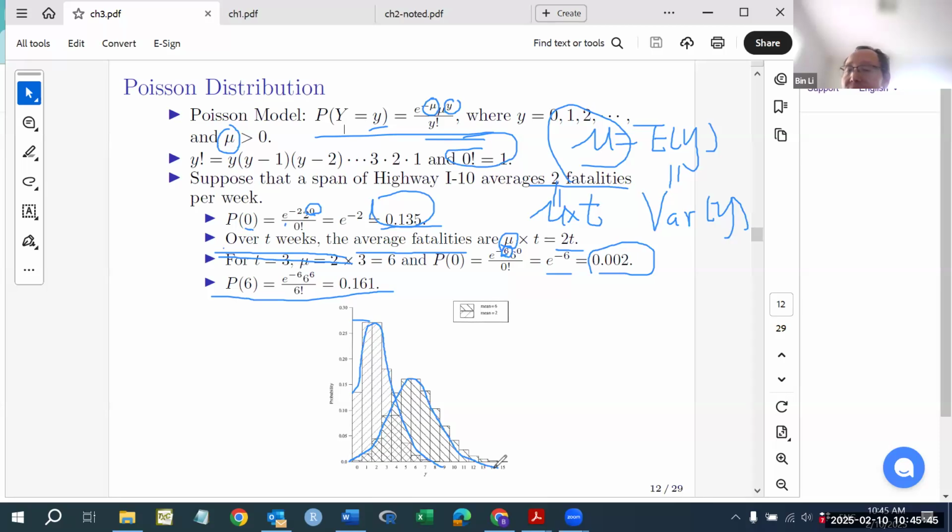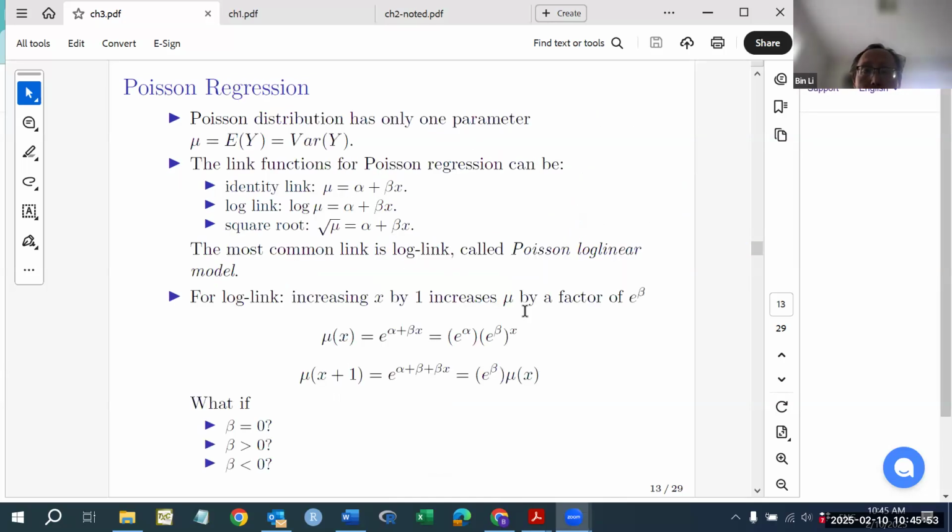Okay, so you can see different mu's give different shapes for the Poisson. If we want to model the mu's using the Poisson distribution, the random component is the Poisson distribution, right? And we want to model the mu's through the Poisson distribution.